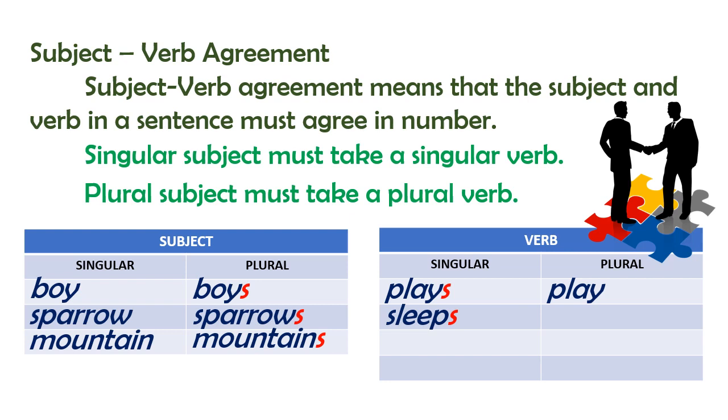Sleeps with an s is a singular verb and sleep without s is a plural verb. Thinks with an s is a singular verb and think is a plural verb. Reads with an s is a singular verb and read is a plural verb. So remember, a singular verb ends in an s and plural verbs do not take an s. It is the exact opposite of a noun.